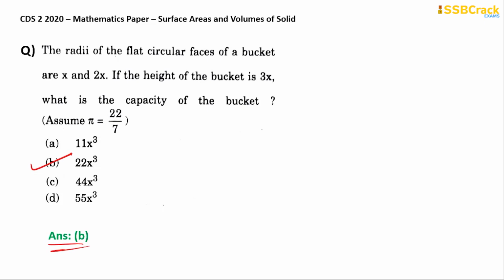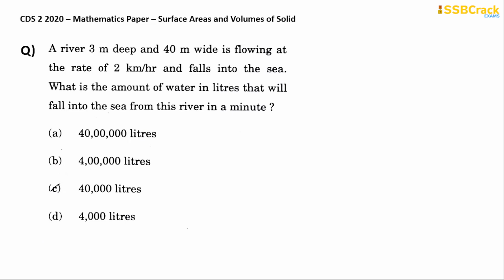Alright, coming to the next question based on the surface areas and volumes of solids. So here we have a river which is 3 meters deep, 40 meters wide, and it is flowing at the rate of 2 km per hour. Note here, the depth of the river is in meters, the width of the river is in meters, but the rate of flowing per hour is 2 km.